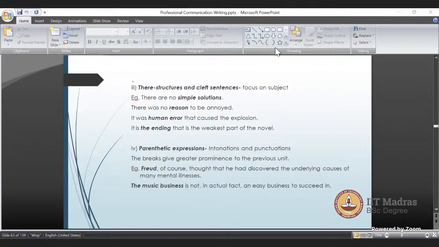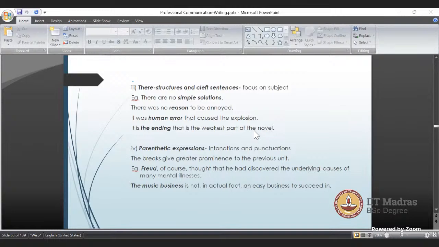Can respond. Can we write like this? Simple solutions are not there. Sorry, repeat. I was not able to hear you. Simple solutions are not there. Simple solutions are not possible. Okay, simple solutions, yeah, are not possible. Okay. And how about the second one?